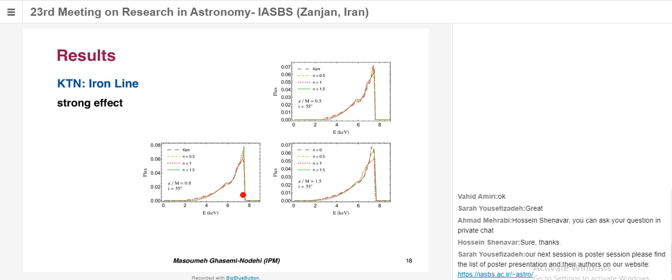This is the iron line of Cartesian spacetime. This is for spin 0.5, spin 0.8, and 1.5. And for different values of n, we see there is a strong effect here, and we expect to constrain this. There is a strong effect here, if you see.